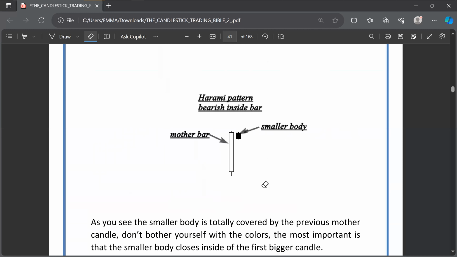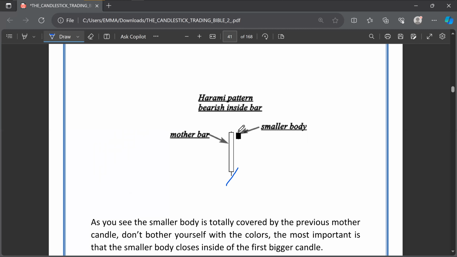Now, good. If you look at this also, what do you see? This is a bigger one, right? And the bigger one is green or white. Then when you look at the second one, it's what?